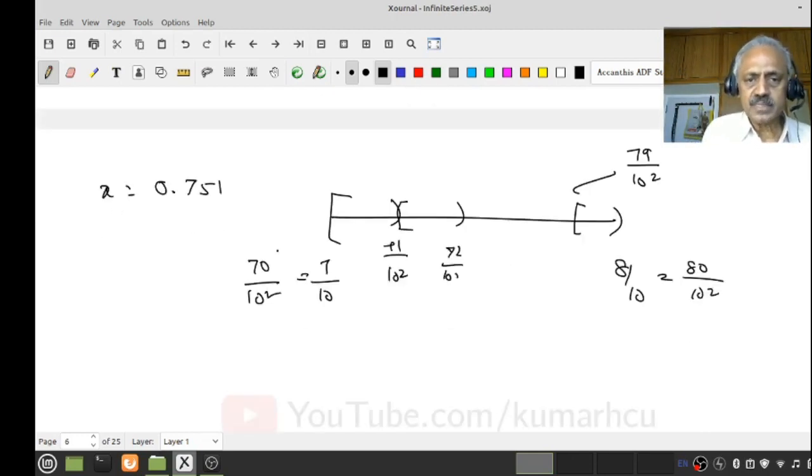Yeah. Now, what do I do now? So I know x lies in the interval 7 by 10 to 8 by 10. Now this interval is again broken, partitioned into 10 subintervals of equal length. Therefore, I look for where x equal to 0.751 lies. Where does it lie? Naturally, it lies here. I'll just write it. This is going to be 75 by 10 squared and 76 by 10 squared. So, my x lies here.